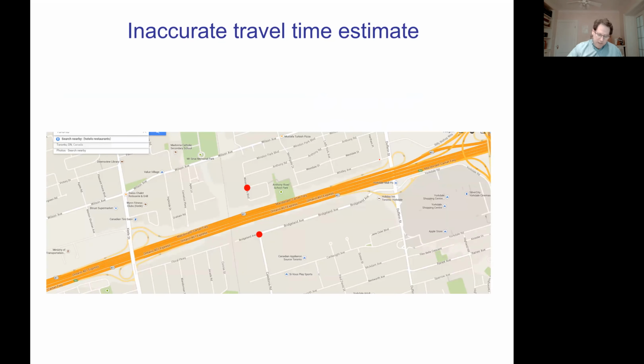An example is here. Maybe here's a certain intersection that I need to make a pickup or drop off at. Here's another one. I'm interested in the travel time between them. Geometrically, they're very close.